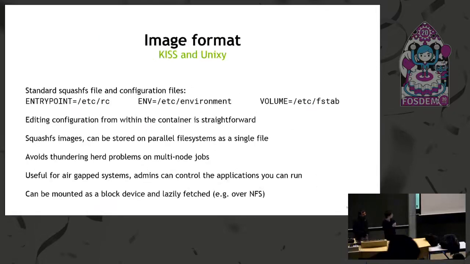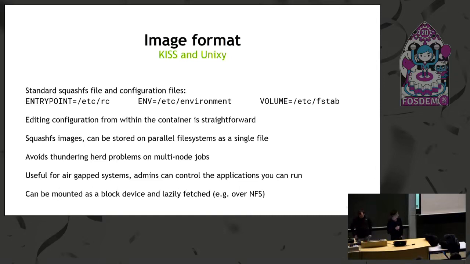For the image format, we chose SquashFS, and we wanted it to be super simple. So when we convert the Docker image, the entry point becomes just /etc/rc, all the environment goes to /etc/environment, and the volumes go to /etc/fstab. And when you land in the container, you can edit these configuration files like you used to, restart the container, and it will just be picked up.